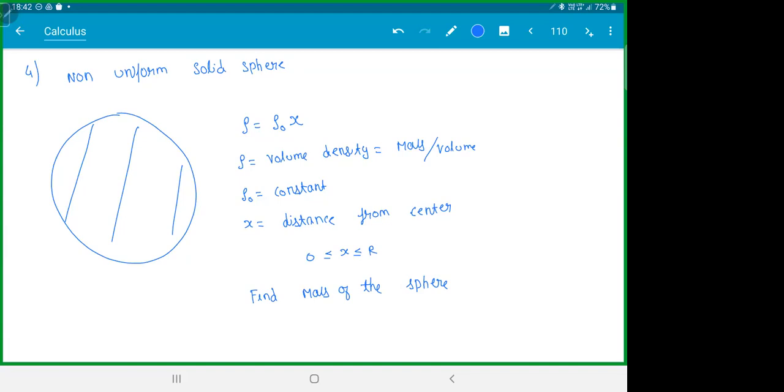How do you do this? So basically here what is happening, at the center there is no mass, x is 0. As you go out, it is becoming heavier, more heavy and more heavy. It's becoming denser as we go out. Get it.